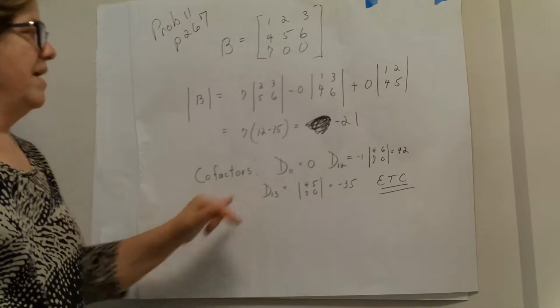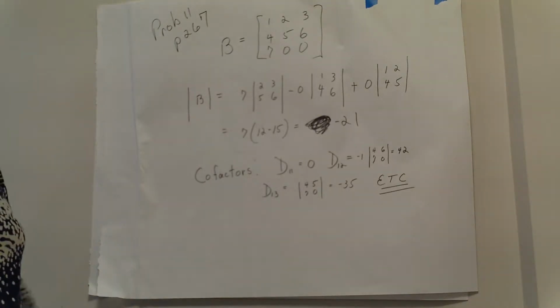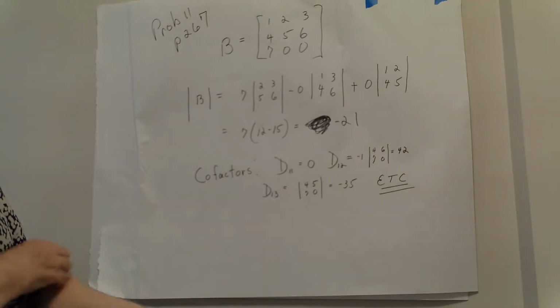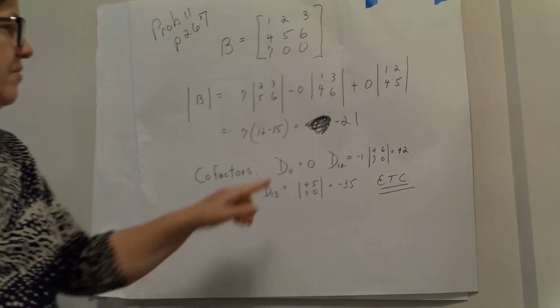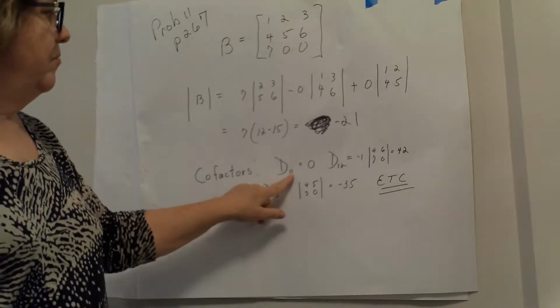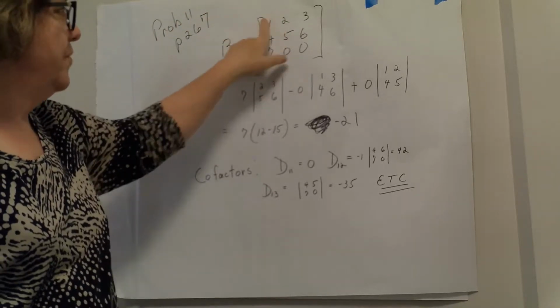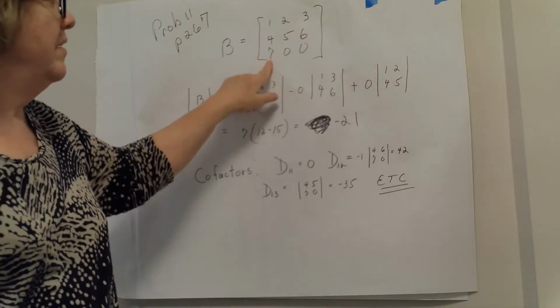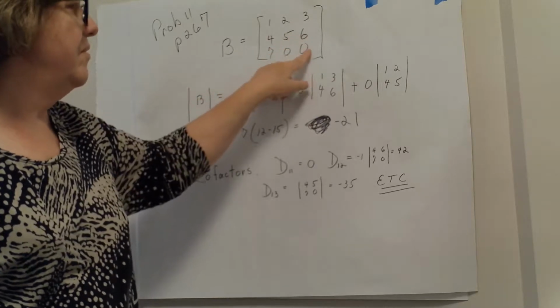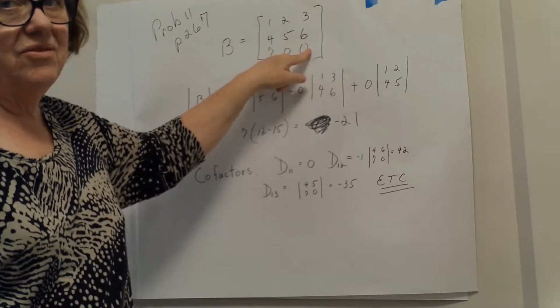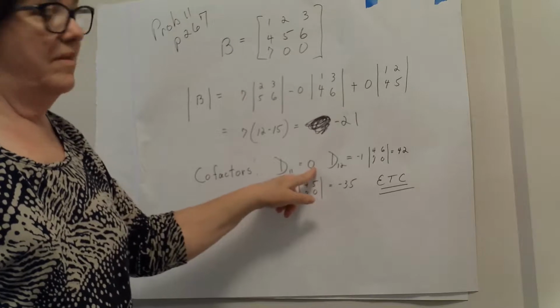If we wanted to write out every one of the cofactors, he asks you to write out every one of the cofactors. So D11, what do you have left when you take the first row and first column out? You have 5, 6, 0, 0. Its determinant is 0.